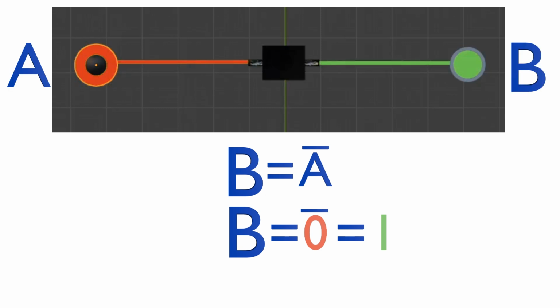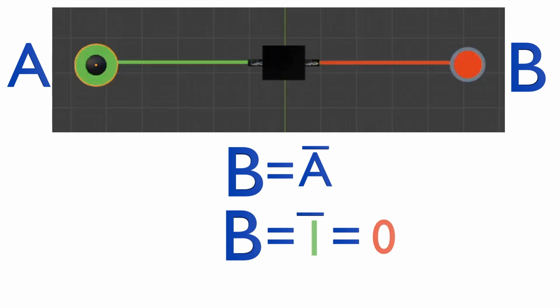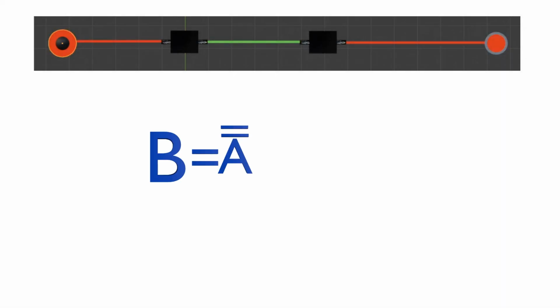Now let's build this circuit. Let's look at the possible equations. Now let's combine two NOT in a row. As you can see, both do not cancel each other out.